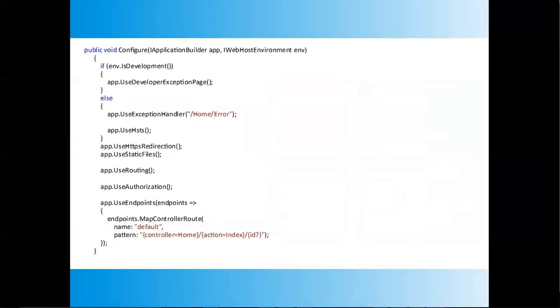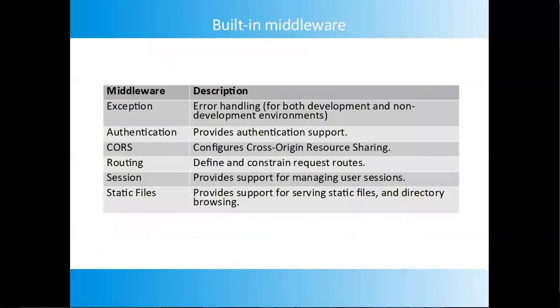So now let's check what existing middleware is available in ASP.NET Core. When we create an application in ASP.NET Core, it has some built-in middleware available. So let's see what those are. The first one is the exception middleware. It is used to handle errors for the development environment as well as a non-development environment.